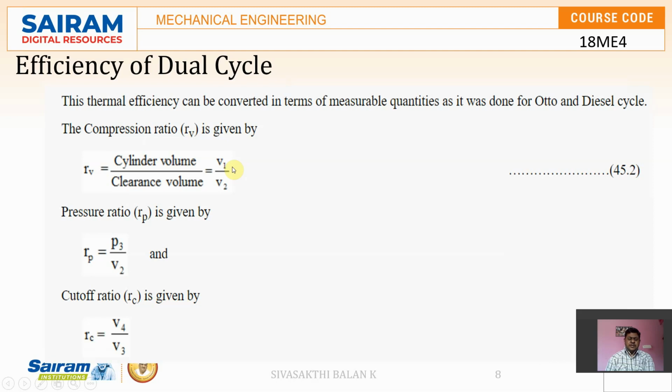And there are 3 important definitions we need to remember here. One is compression ratio, that is the ratio between total cylinder volume to the clearance volume, or V1 by V2. The pressure ratio is the ratio between the pressure after and before the process 2 to 3, and cutoff ratio is the volume of the cylinder after and before the constant pressure heat addition process, that is between 3 and 4.